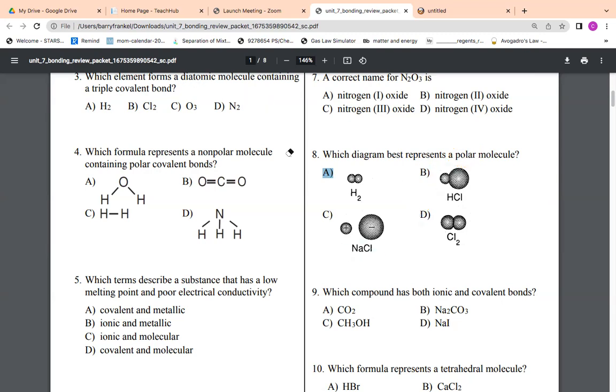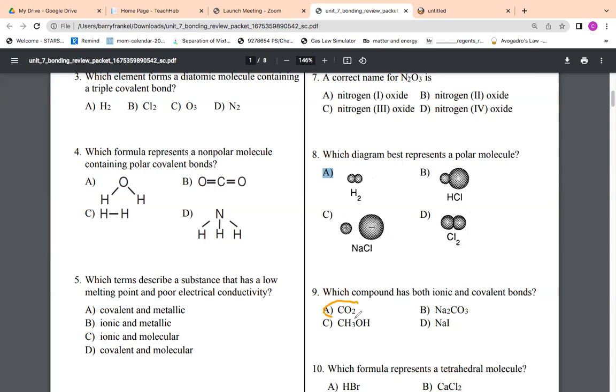All right, number 9. Which compound has both ionic and covalent bonds? Something like this, you're going to see either a metal and some nonmetals, or you'll see polyatomics together, 2 polyatomics together, something like that. So let's look at our choices.